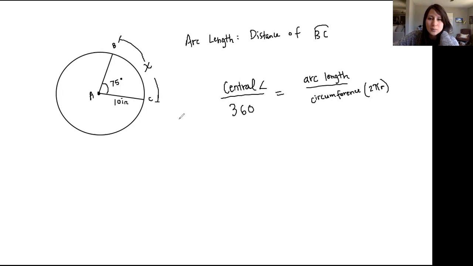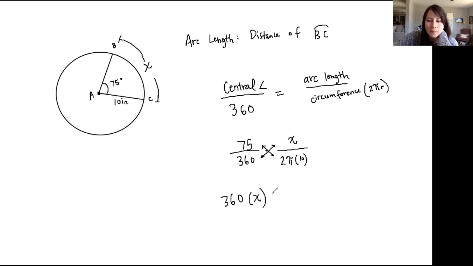So using this example, the central angle given to us is 75 degrees out of 360 is the total. And then I don't know the arc length, so I'm going to give it a variable. And their circumference is 2 pi r. So 2 times pi times the radius, which is 10. So 2 pi times 10. And then I can work this out and cross multiply, which is really nice. So what I have here is 360 times x equals 75 times 2 pi times 10.